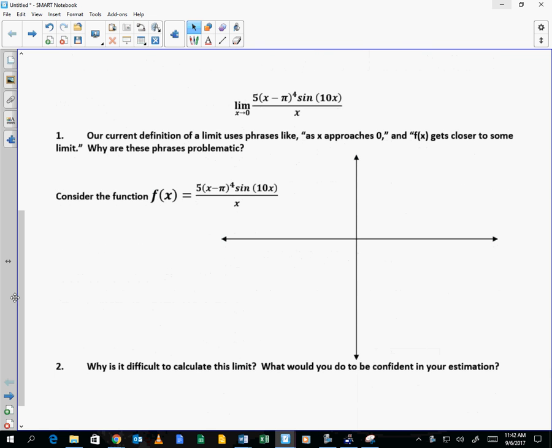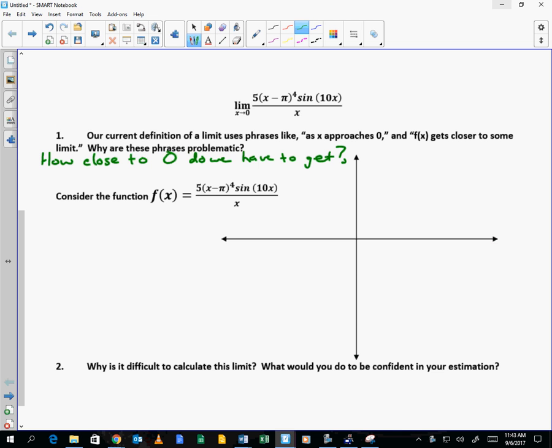Well, here's the idea. We're going to investigate this limit idea to a whole new level. In our current definition of a limit, we use phrases like as x approaches zero, the output gets closer to some limit value. The reason the way we talk about limits is problematic is because we wonder how close to zero do we have to get?